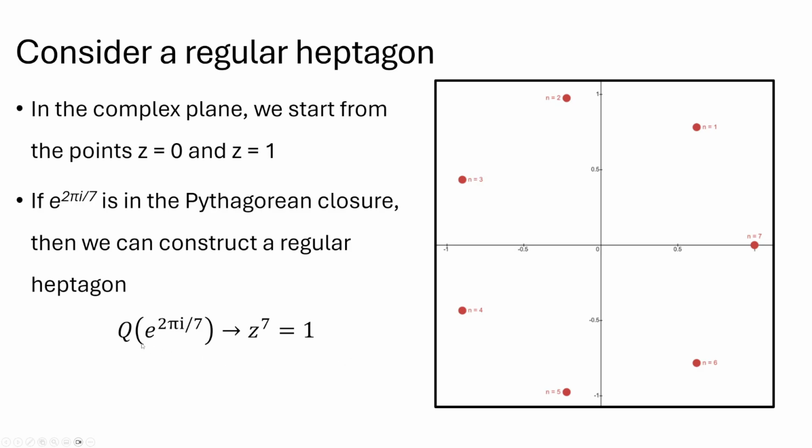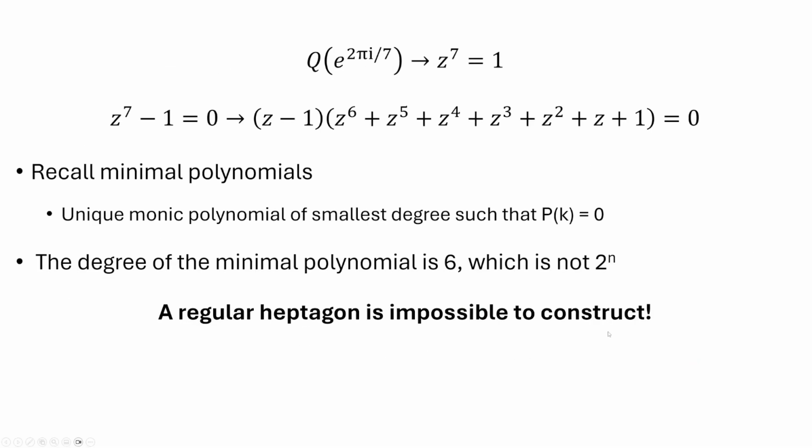So what that means is that we have this polynomial that we need to solve. z, which is a complex number, to the power of 7 needs to equal 1. So we can rearrange that, and this actually can be factored. And if you remember, monic polynomials are the smallest degree, which means that actually the smallest polynomial where this is possible is 6. And since the degree is 6, which is not 2 to the power of n, a regular heptagon is impossible to construct.